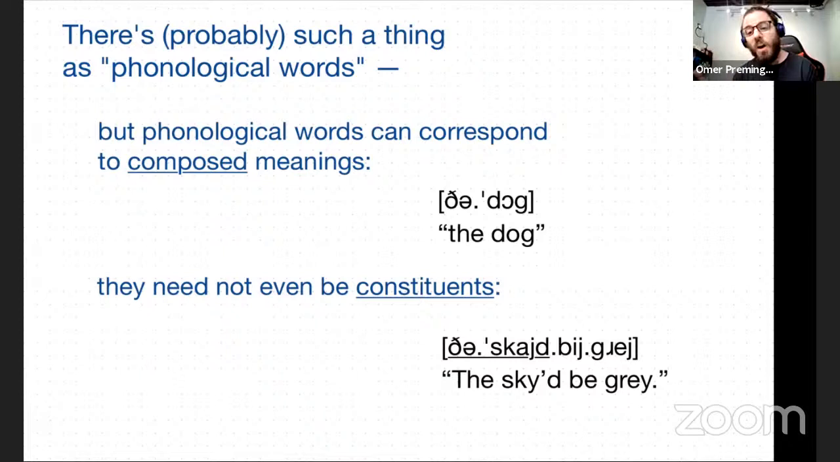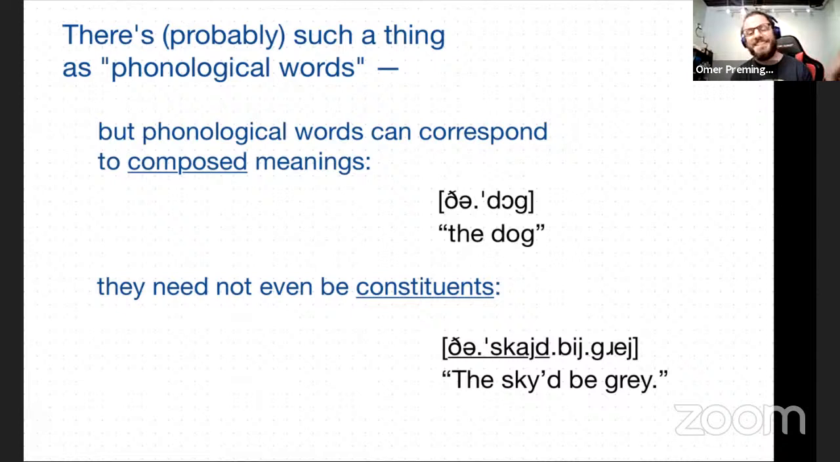It can bear only a single primary stress. At least if you're choosing the non-contrastive, which is arguably its own structure. But it's worse than that, right? It's not just that the and dog is a composed meaning and it's only one phonological word. Phonological words aren't even necessarily constituents. So this is a very old observation. We have a name for it, right?